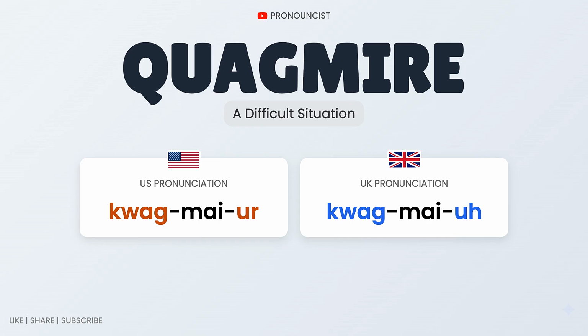Quagmire. Now, read the syllables of British pronunciation shown on the screen naturally. Quagmire. US ends with UK ends with. Practice repeatedly and you'll soon be able to say this word perfectly.